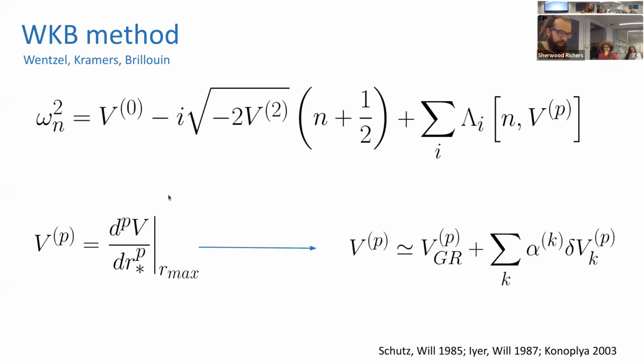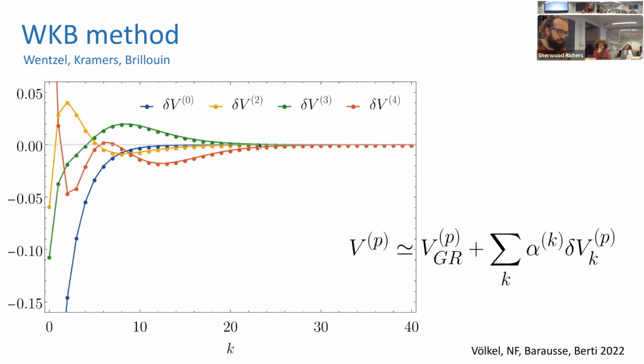potential. Knowing that the alpha corrections are small, you can link the pth derivative of the potential at the peak with that of GR plus a linear modification of it. And again, these delta VK coefficients will be universal. They can be computed. They look like this, as you see in the plot.